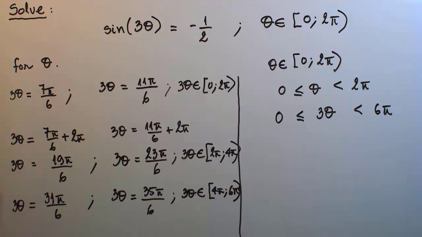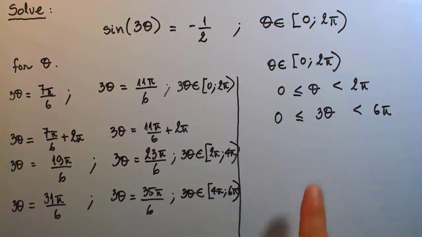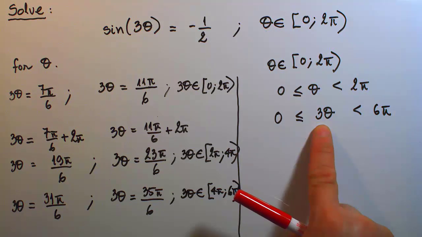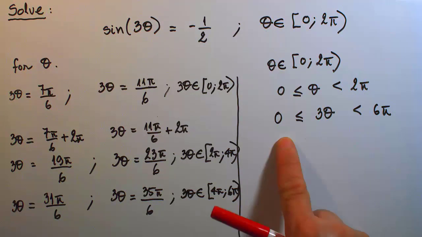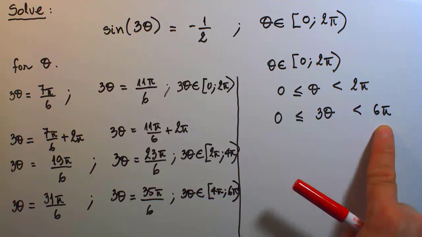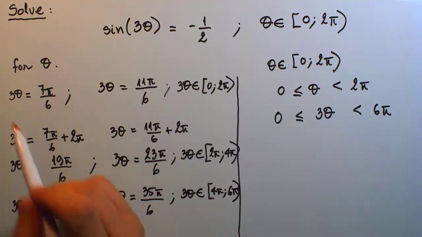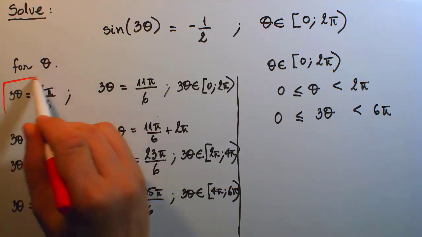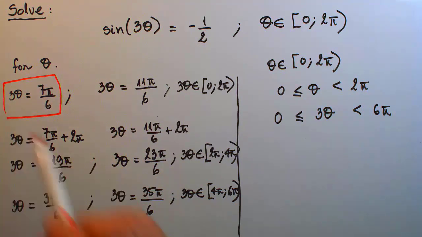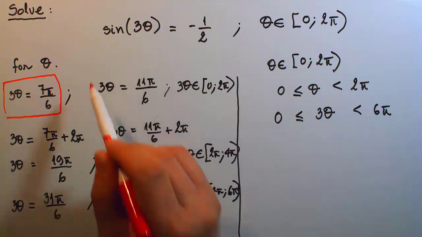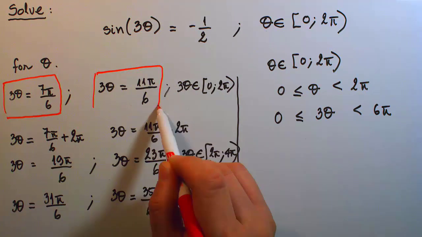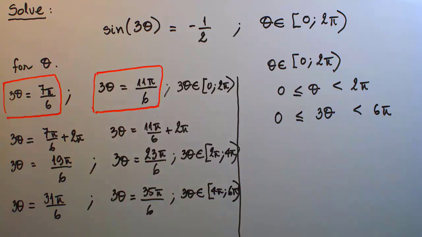So really what we have come up to, as for 3 theta being in the restriction interval from 0 to anywhere less than 6 pi, then we actually have found 6 different values for 3 theta. We found 3 theta equals 7 pi over 6. We have found 3 theta equals 11 pi over 6. We have also found 3 theta can equal 19 pi over 6.